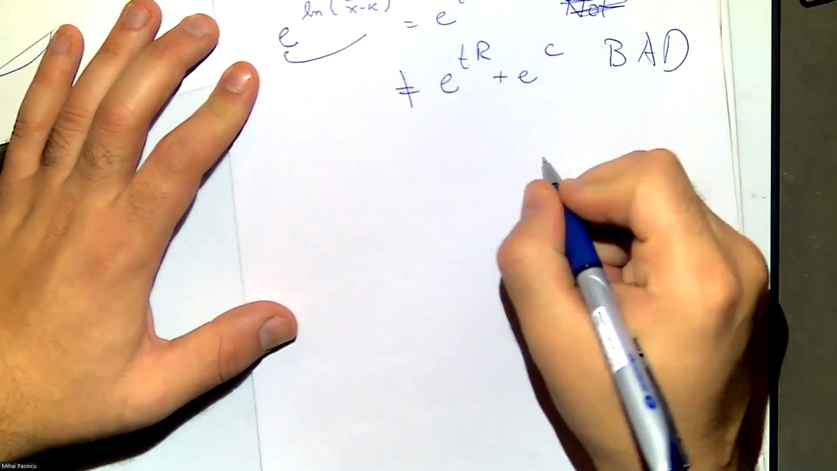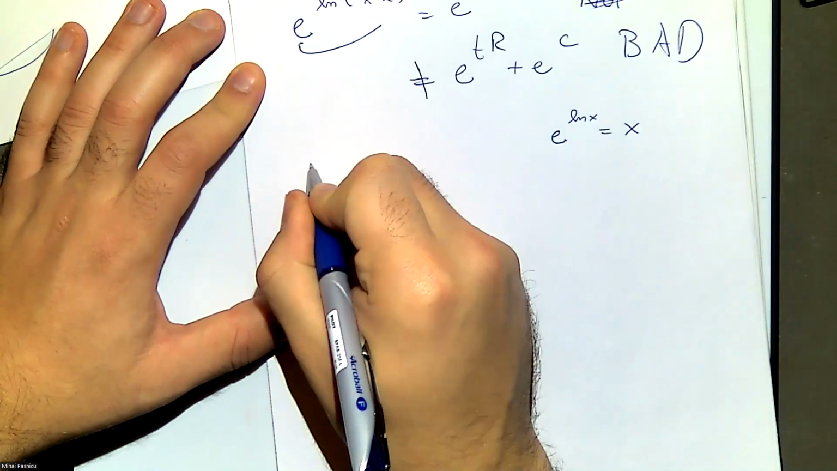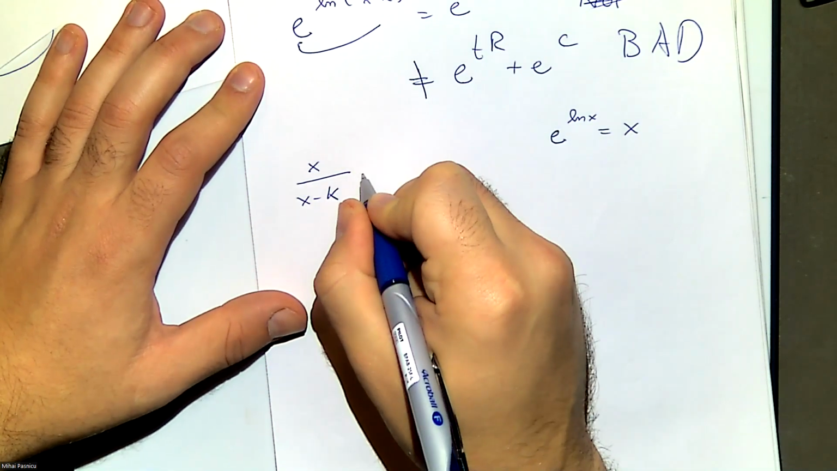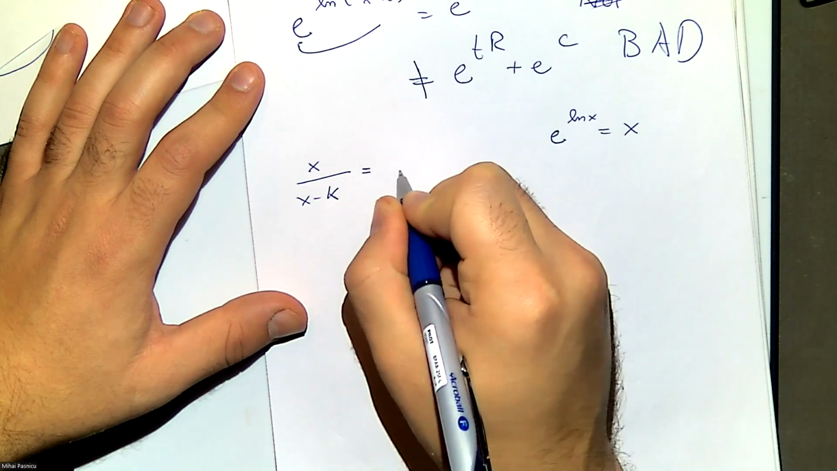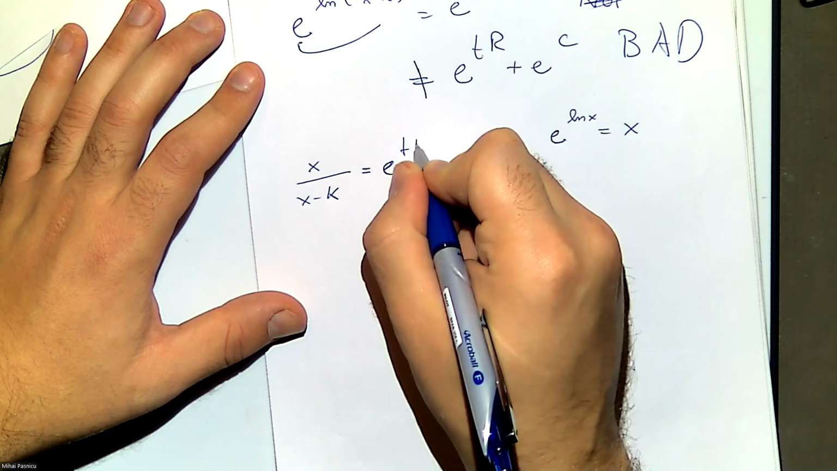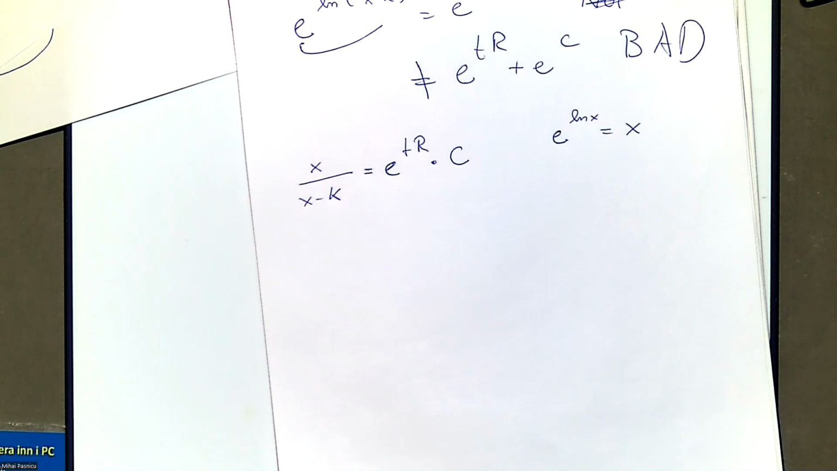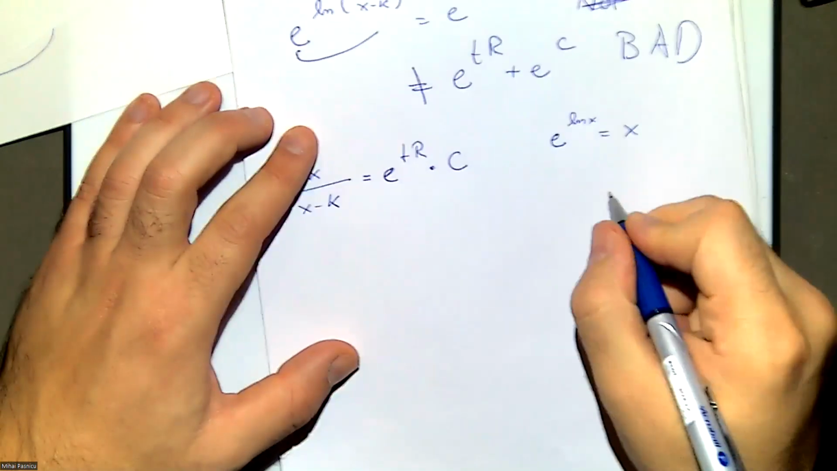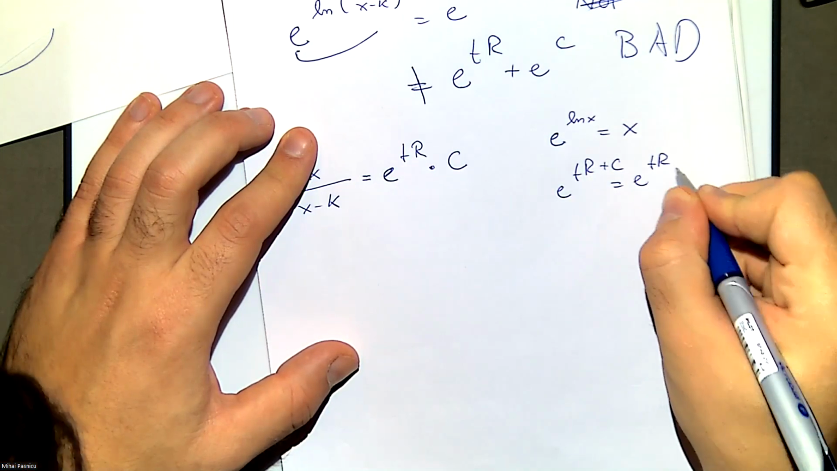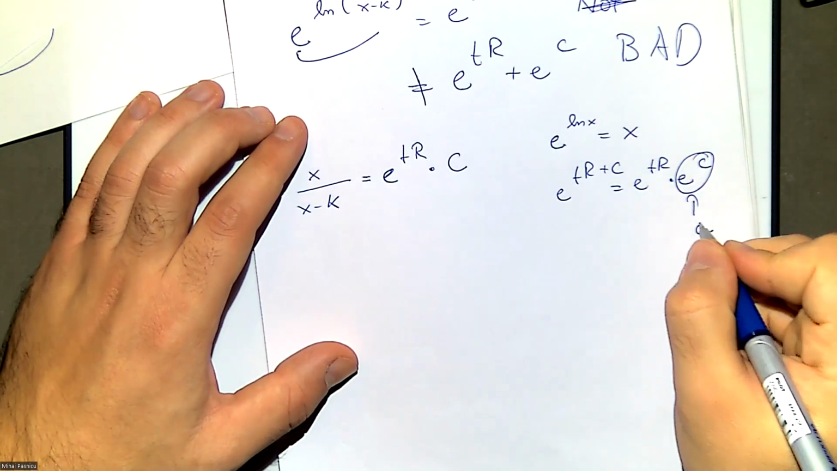Now from here, the property that I'm using is e to the ln of x is equal to x. So x minus k, and this is getting quite annoying. This is the same thing, e to the t, and I'll put times a constant just because again the logic is that e to the t plus a constant is equal to e to the t times e to a constant. This again is just another constant.